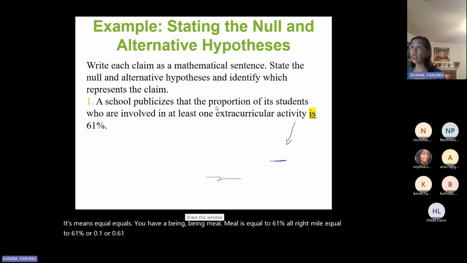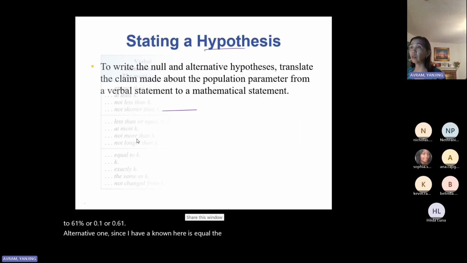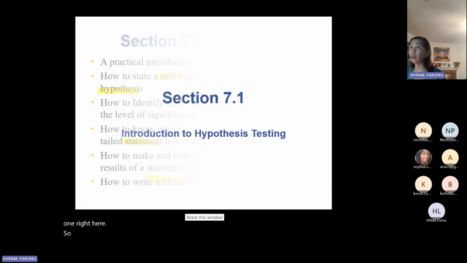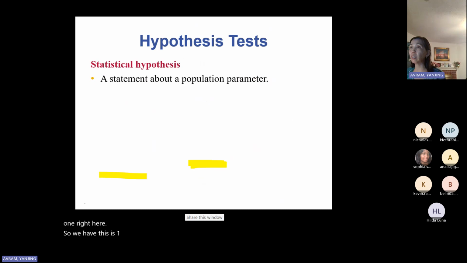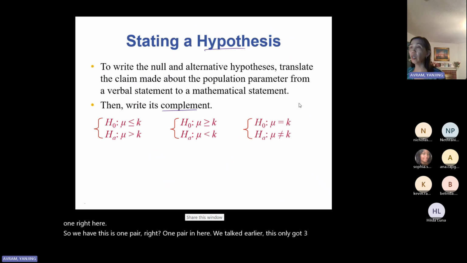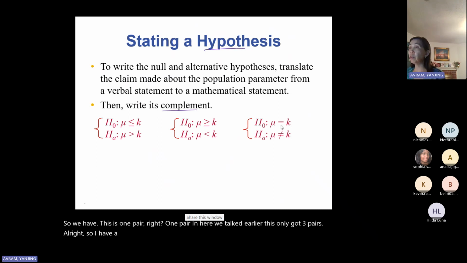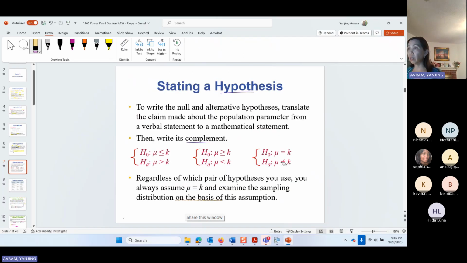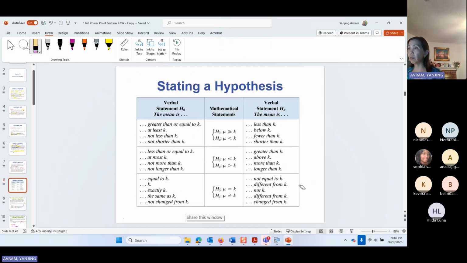All right, so what's the alternative one? Since I have a null here that is equal, the alternative one will be, look at this one right here. So we have this is 1 pair, right? 1 pair in here. We talked about earlier, there are only 3 pairs. All right, so I have a null here, mu is equal to 0.61. My alternative one will be not equal to. Okay, the alternative one will be not equal to. So that is this one right here.